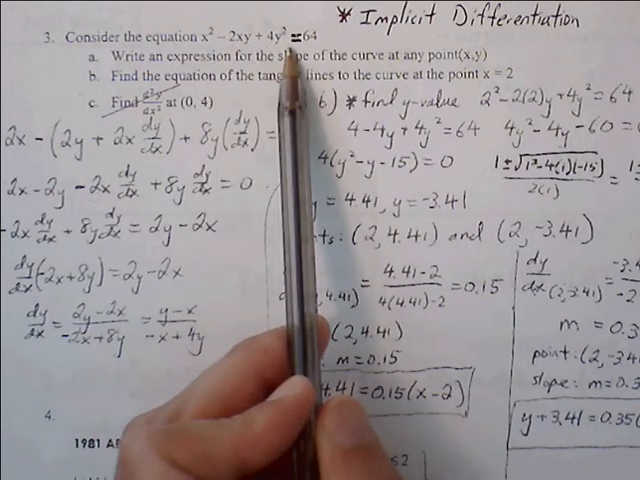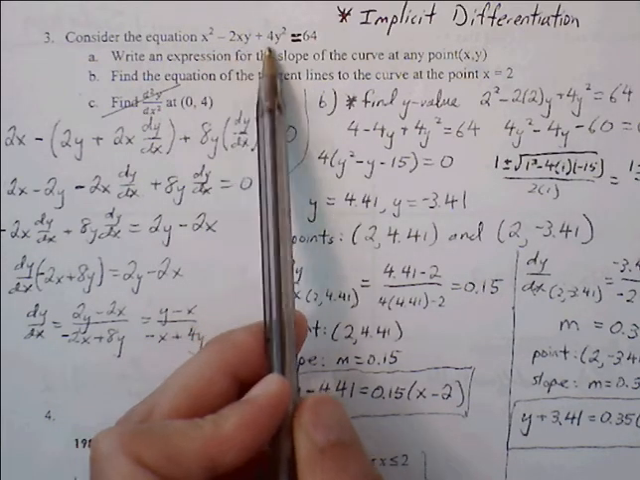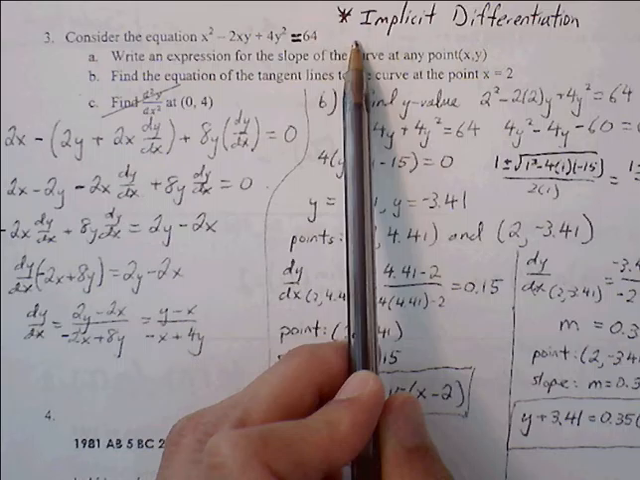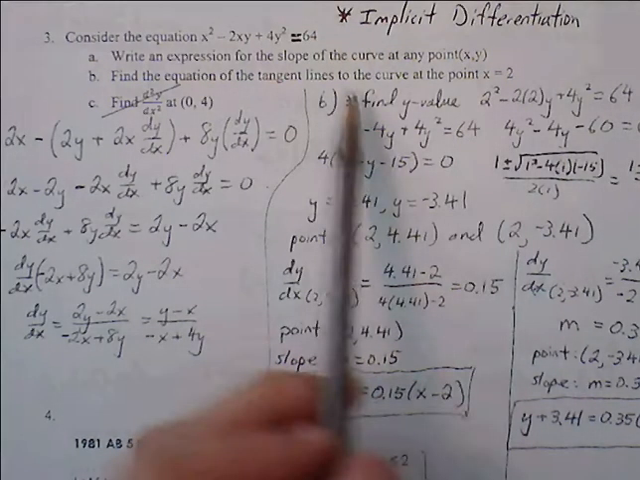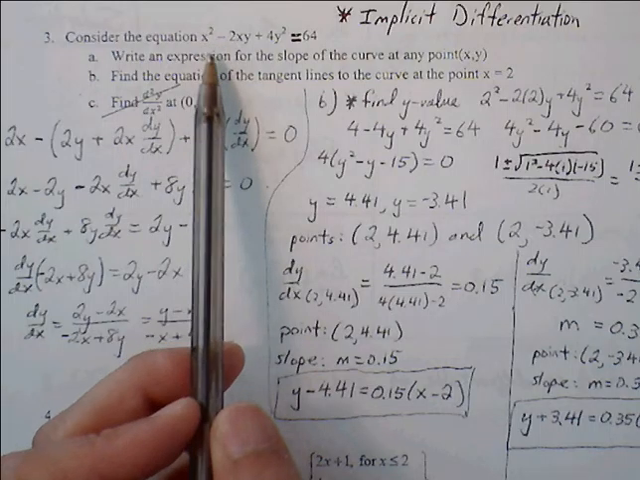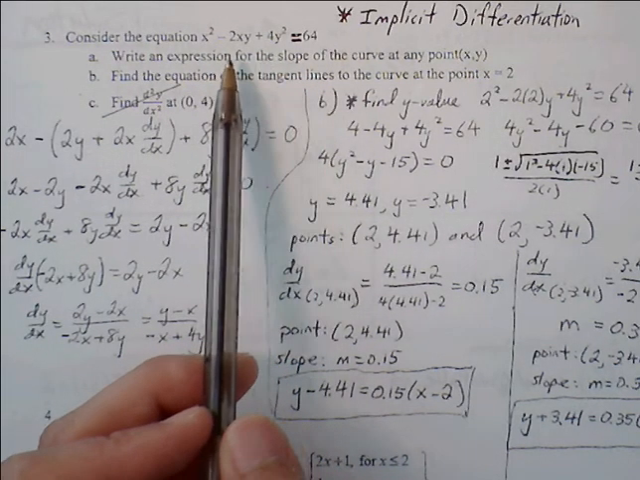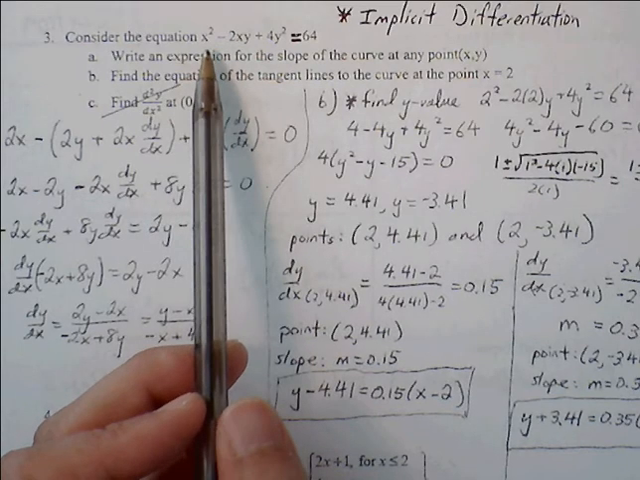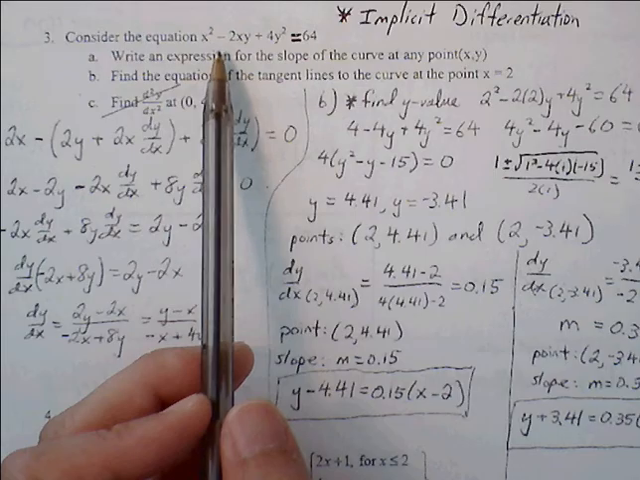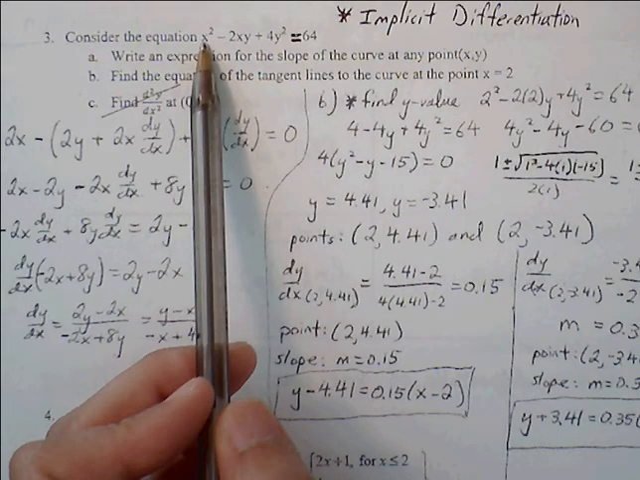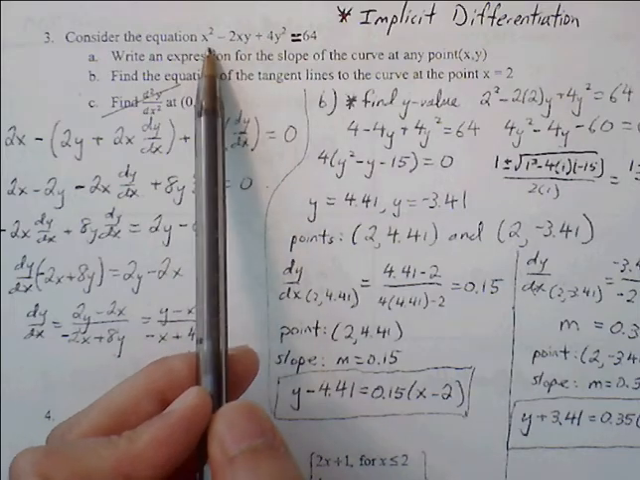But this is not going to be a function. Notice that your x's and y's are mixed together. So if we want to find the derivative equation, we have to involve implicit differentiation. So remember the steps for implicit differentiation: each time we come across the derivative involving y, we have to attach a dy/dx. We're going to treat each like a separate term and just apply the derivative rules for each.